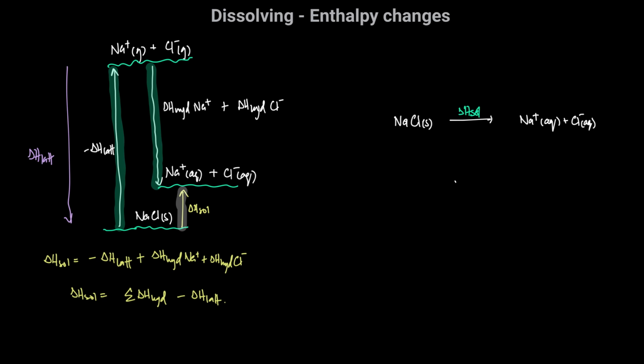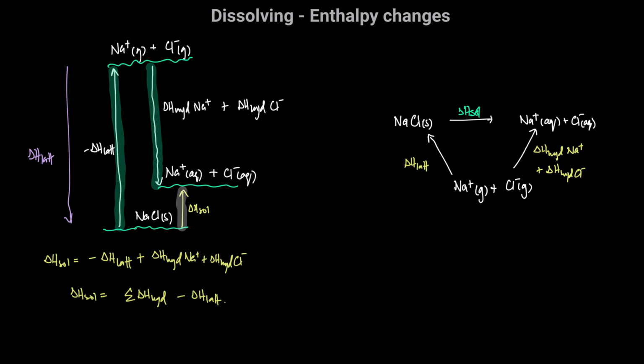So we know that over here we're going to have the gaseous ions, since lattice enthalpy refers to the formation of the solid lattice from gaseous ions. So we can say that this arrow here represents the lattice enthalpy from gaseous ions to the solid lattice. That is the lattice enthalpy. And we know that the enthalpy change from the gaseous ions to the aqueous ions is the enthalpy change of hydration of sodium plus the enthalpy change of hydration of chloride ions.